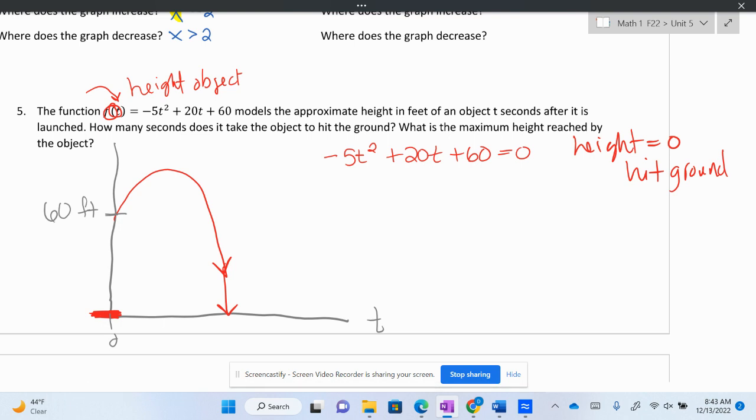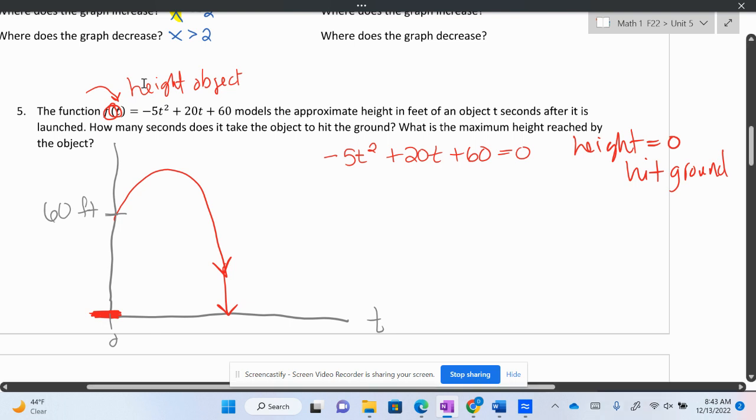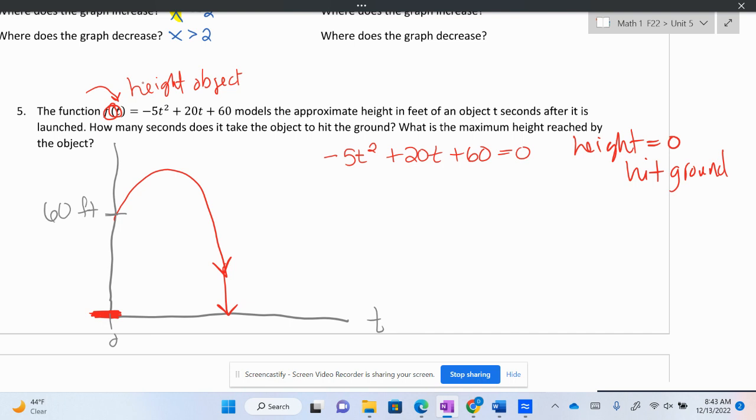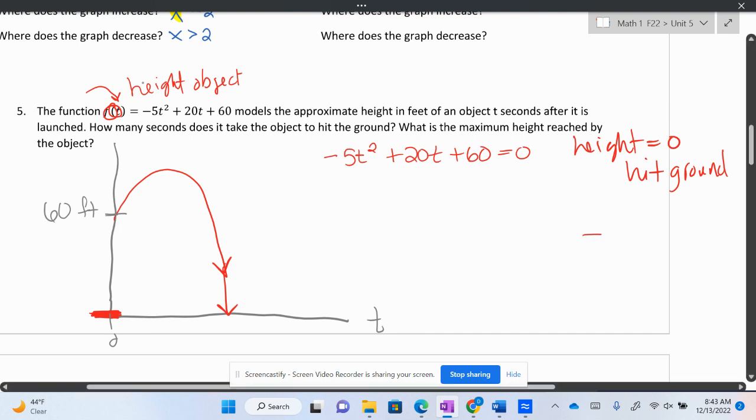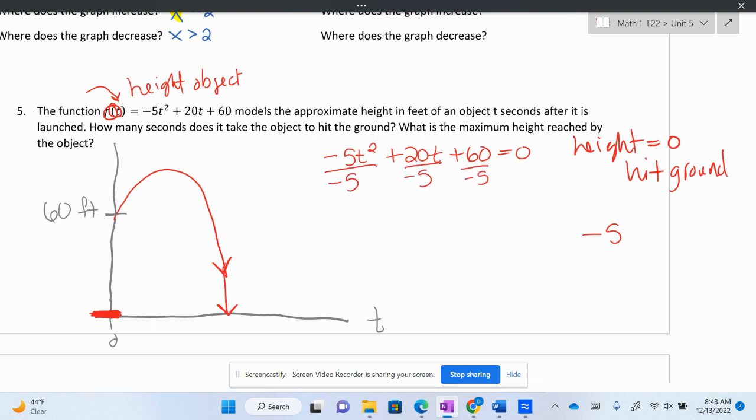I probably have to factor it, right? Because that's the only way that you guys know how to solve. So let's think about our factoring rules. Does this have a GCF? Yes, it does. What is it? I'm going to take out a negative 5 because I'm factoring. It's easier when I don't have a negative coefficient. So I'm going to take out a negative 5. I'm going to write it off over to the side, and divide every single one of these terms by negative 5, including my 0, because 0 divided by anything is still 0.